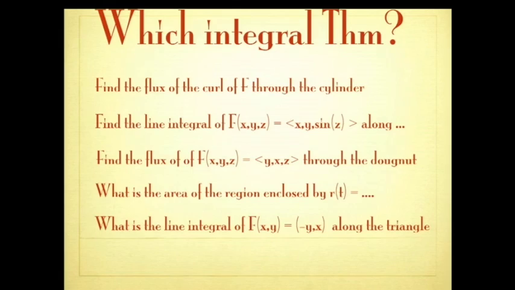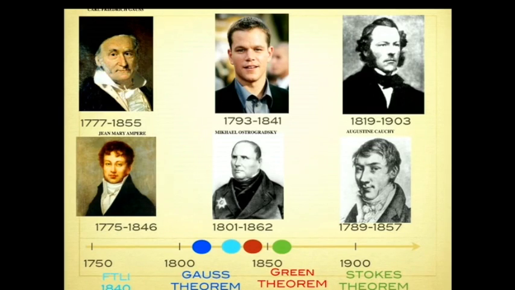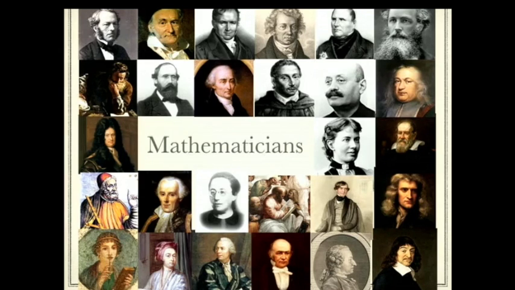So these are all the objects we have seen. Here are the people, with a timeline, who have worked on this. Ostrogradsky is maybe a little bit forgotten, and that's Green here. And here are more mathematicians who were working on this.